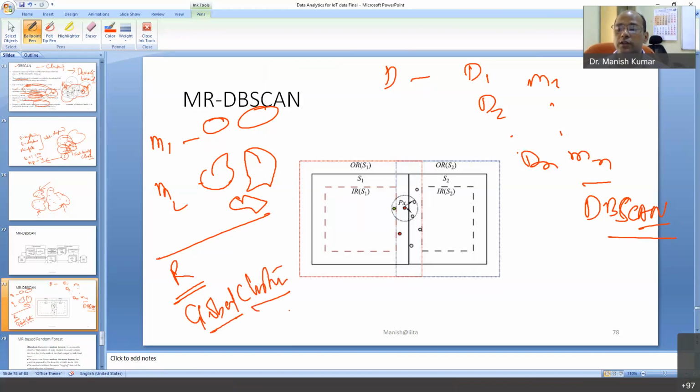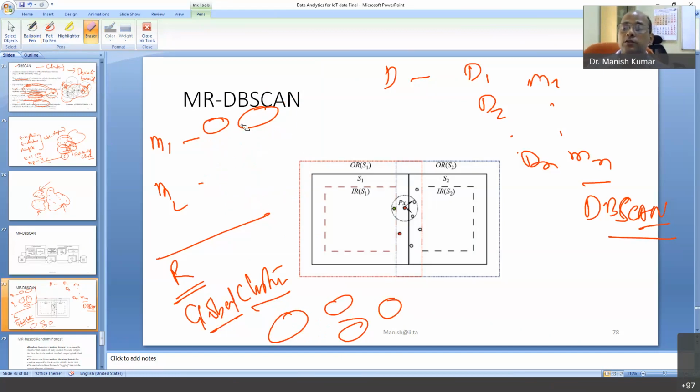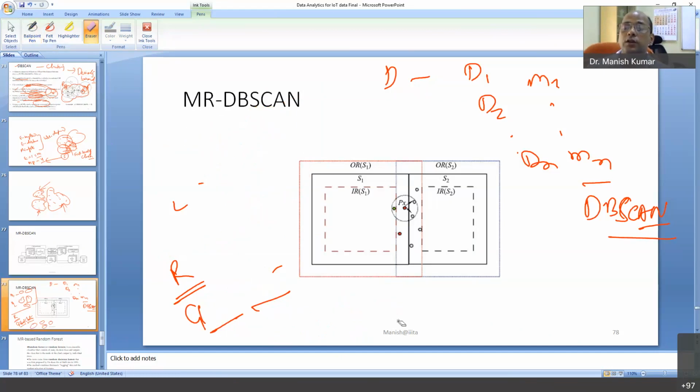It may be that these generate three clusters out of it, or maybe four clusters. It depends on whether I can merge these two, or these two, or these two, and so on. So that can happen. For that merging purpose, this particular approach is proposed.